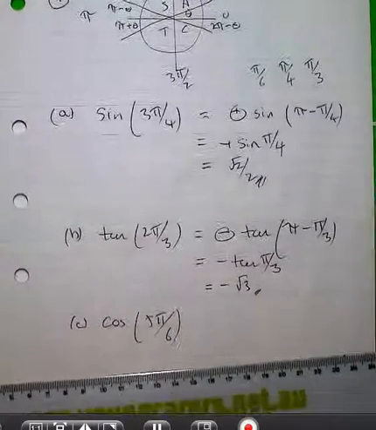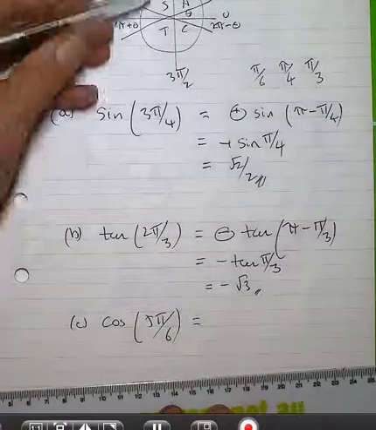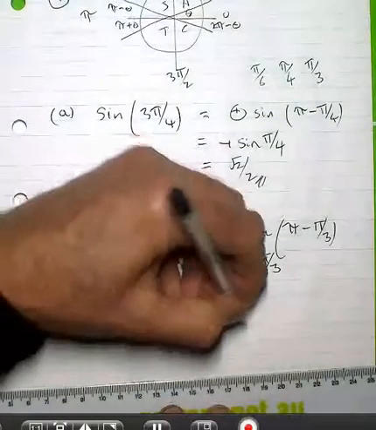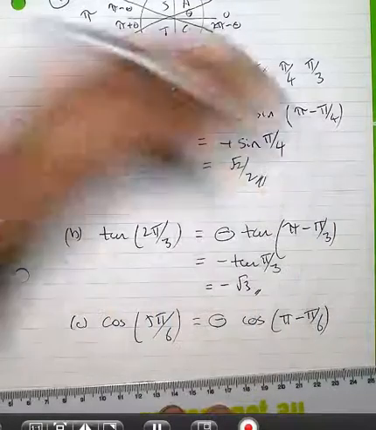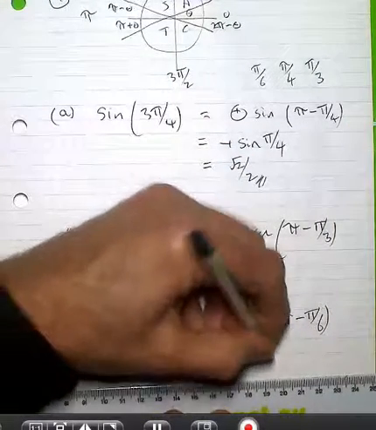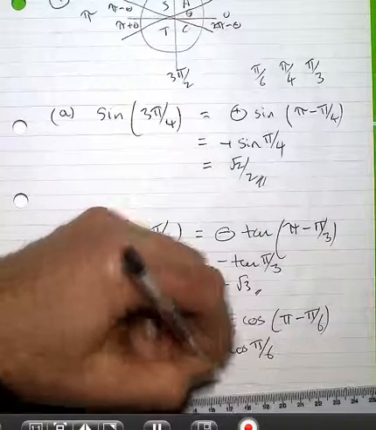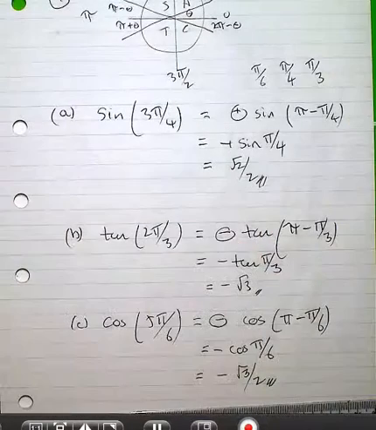When we look at 5 pi on 6, once again, we're working in that second quadrant, so it's negative cos of pi minus pi on 6, giving us 5 pi on 6, minus cos pi on 6, and that's going to be equal to negative root 3 over 2.